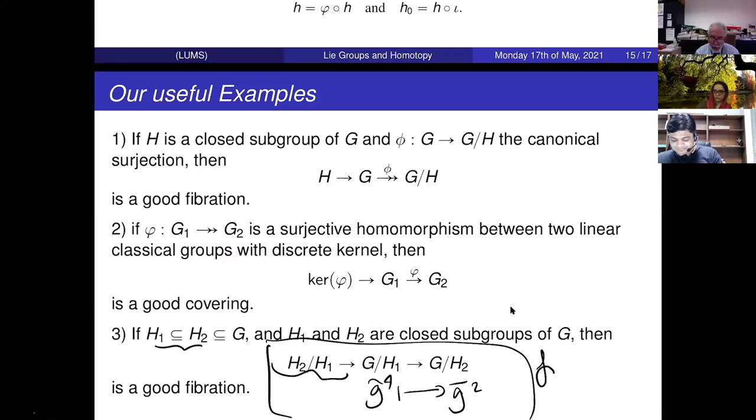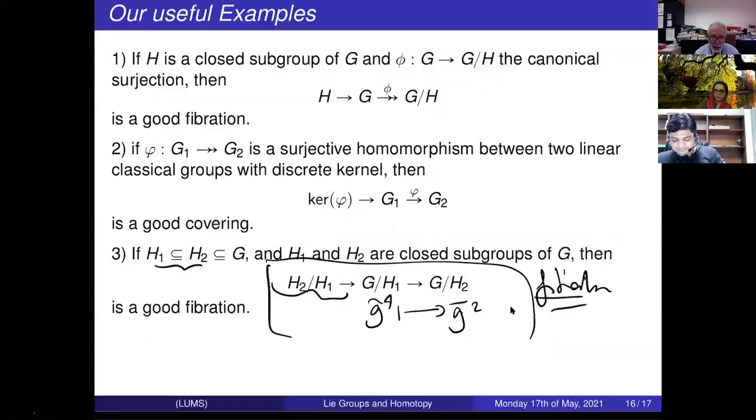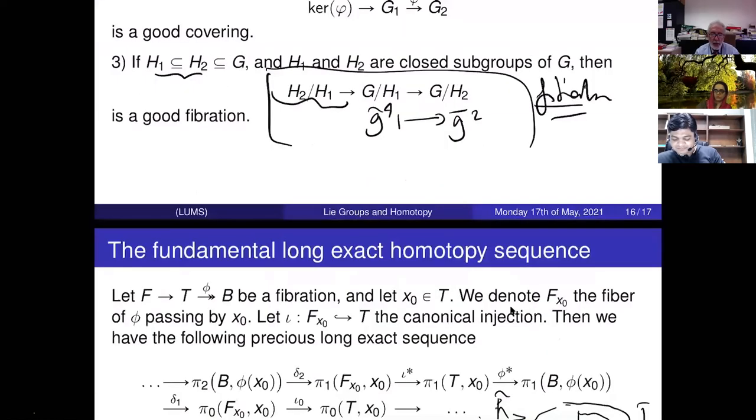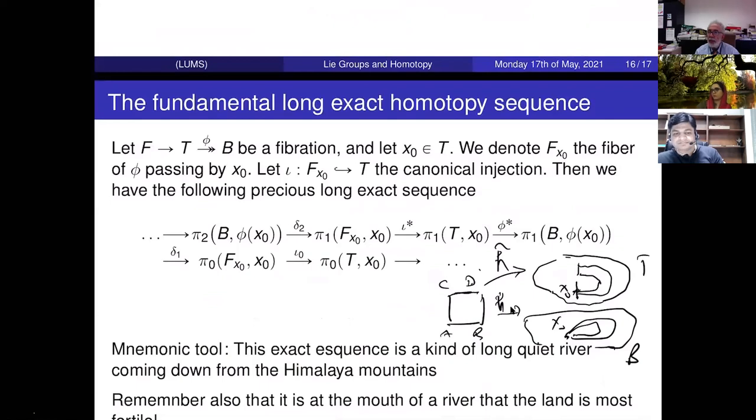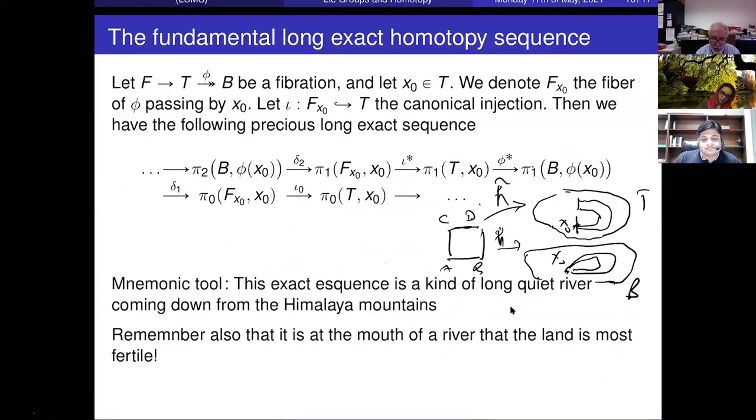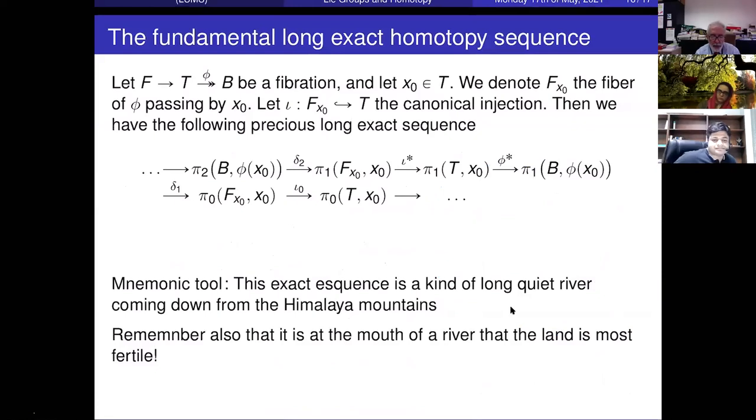And why are we looking at nice fibrations? Because we have a very important thing with fibrations: the fundamental long exact homotopy sequence. So in a very quick way, let me erase this because I will not be able to go inside. If you have a fibration which is good, and if we take zero, yes?